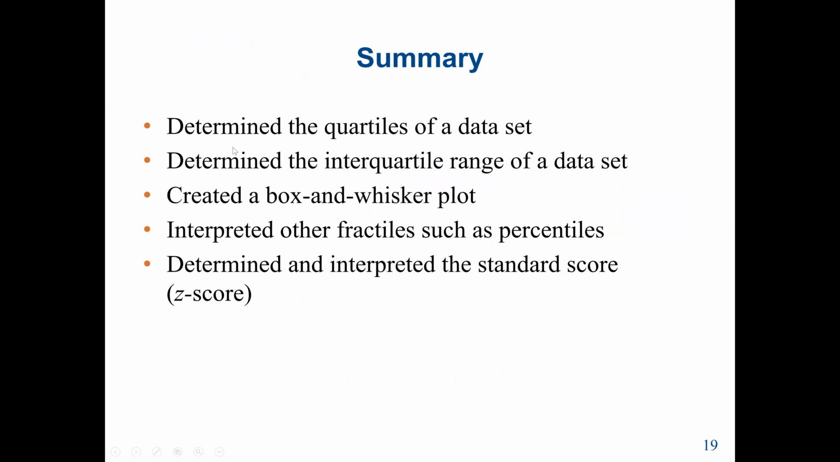So in summary, we went through what the quartiles of a data set are, what the interquartile range of a data set is, how to create a box-and-whisker plot, also interpreted other fractiles such as percentiles, and also determined and interpreted the standard score, the z-score. Hopefully this lecture will help us solve a couple of the questions, I'm sure questions 5 and 6 or so of our Unit 3 IP assignment, which is related to finding the quartiles.